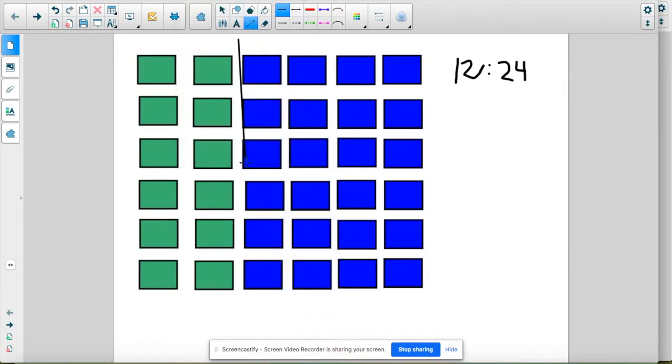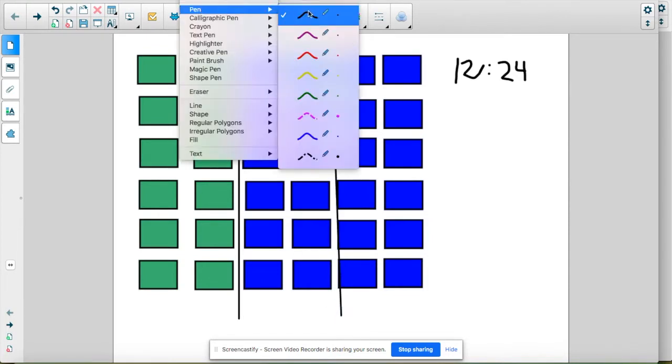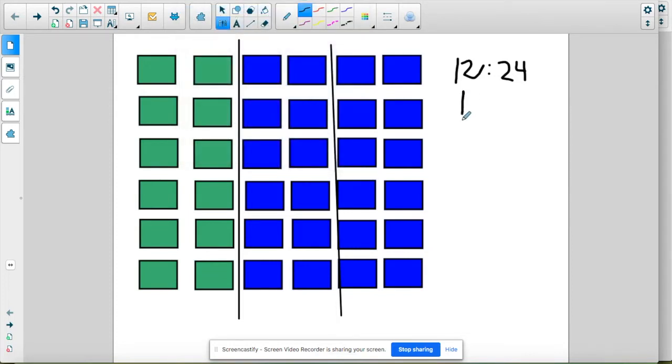What if I drew a line here and here? Now what is the ratio of green groups to blue groups? Well, there's one green group and there's two blue groups. So same thing, 1 to 2 is the same ratio as 12 to 24.